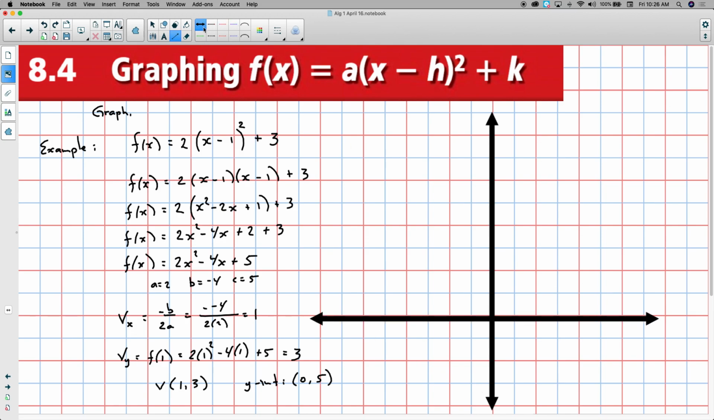All right, switching colors to do the graphing. I've got vertex 1, 3. I'll put vertex there. I've got y-intercept 0, 5. I've got an axis of symmetry. That's right there. I've got symmetry like that. And okay, that's only 3 points, but that's maybe good enough to make a sketch of a parabola.